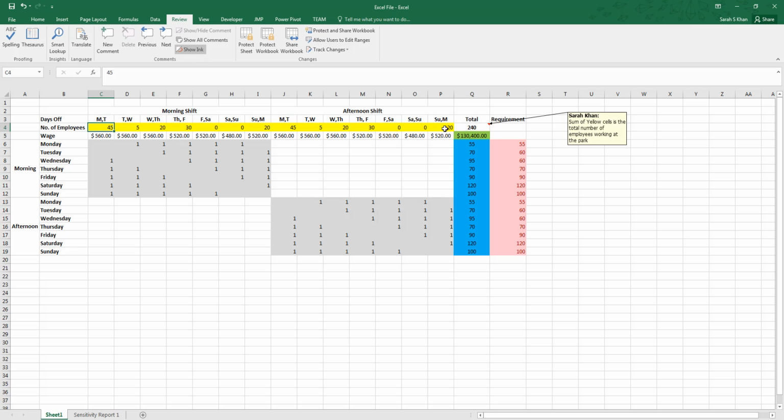If yellow cells are representing the total number of employees, what do the blue cells represent? The answer is very simple. The sum of blue cells is basically the total number of shifts in a week. A shift is basically a collection of people with the same hours to work, days off, responsibilities, and wages. Keeping that in mind, let's move on to the sensitivity report.